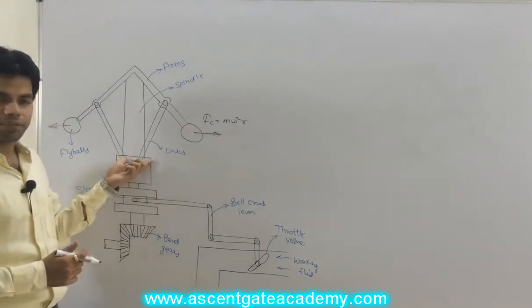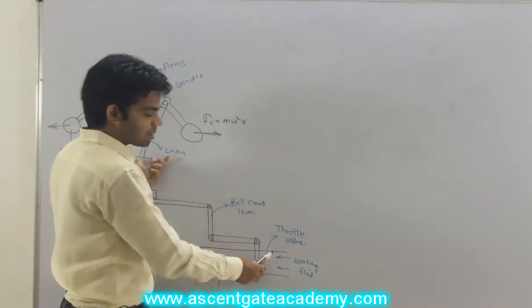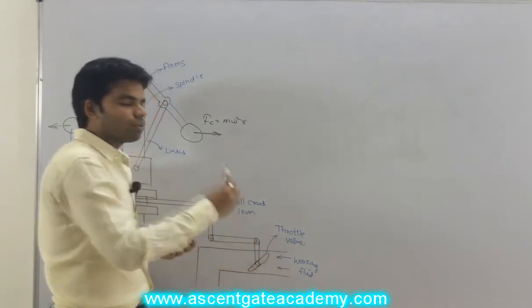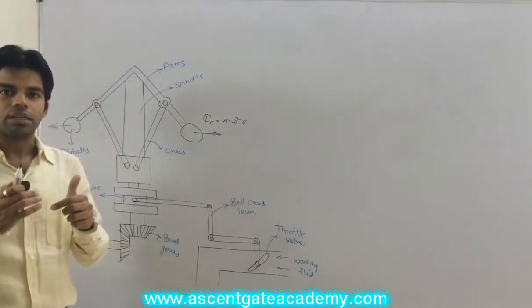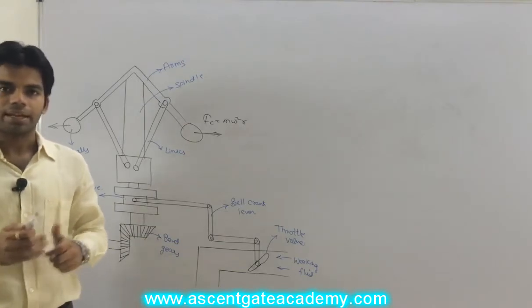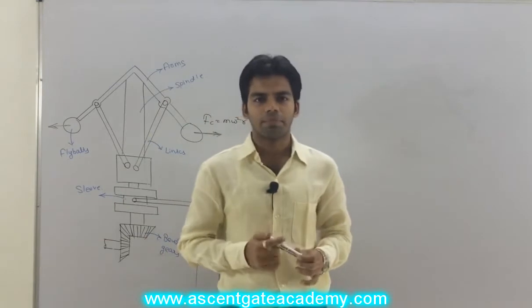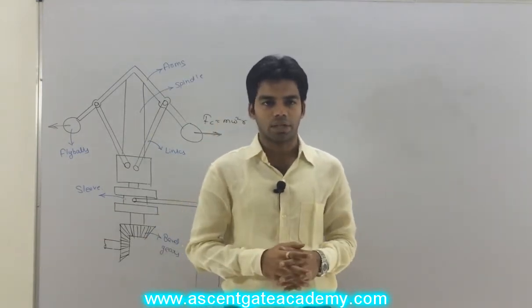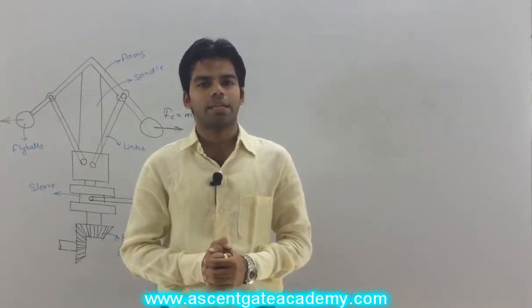When the sleeve is lifted, this will close the throttle valve. That means the amount of fuel supplied to the engine will be less, which will further decrease the speed, and hence the speed can be maintained. Getting this now? So this is the simple functioning of this fly ball governor, or you can call it the watt governor. Now let us understand this with the help of 3D animation.